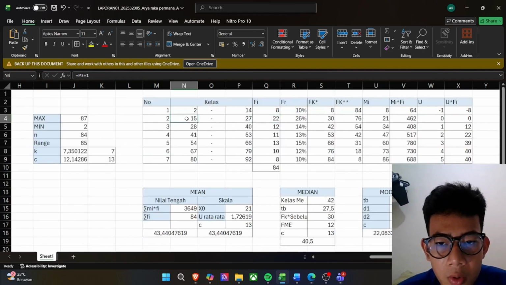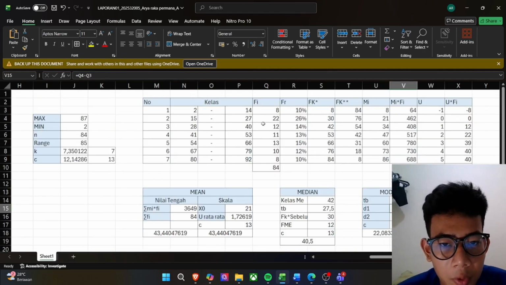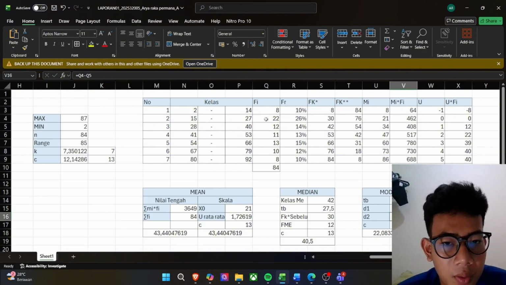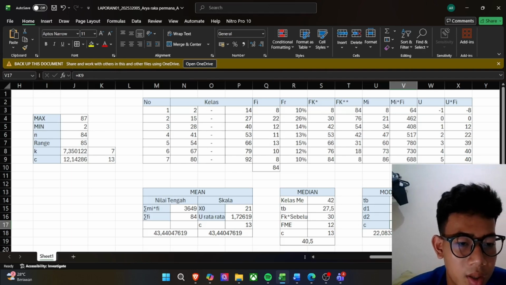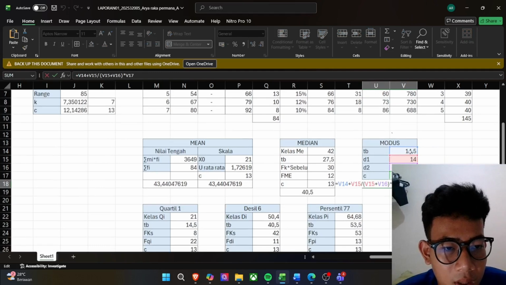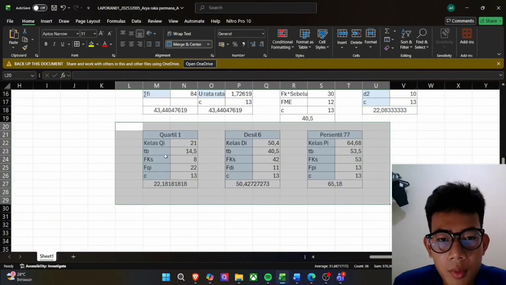The lower class in the row is 15, so 15 minus 0.5. D1 is the modal frequency minus the frequency before it, 8, and D2 is the modal frequency minus the frequency after it. This is the class width, and the formula is the real lower class plus D1 divided by D1 plus D2, times C. So that is the third table I'll make.